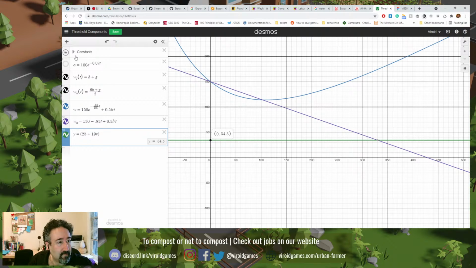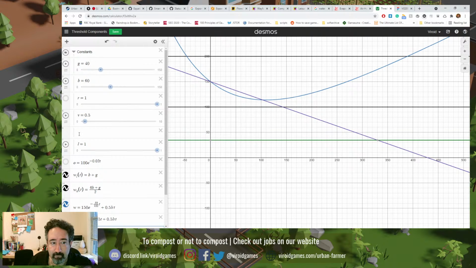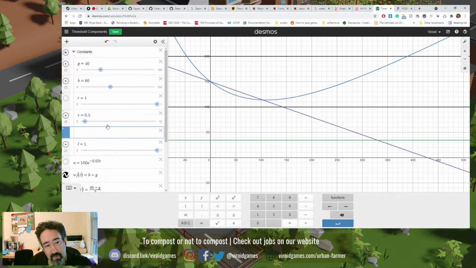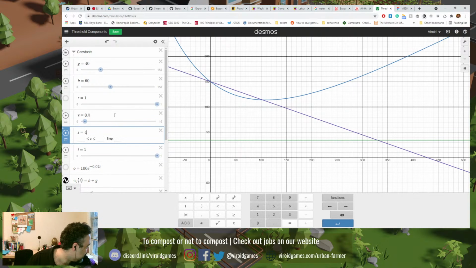Surface S, 4 square meters. I think the dinner is here.